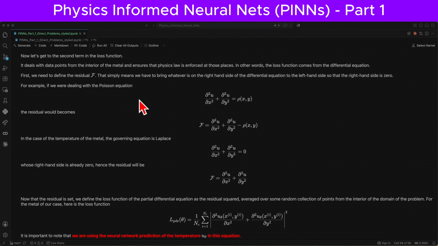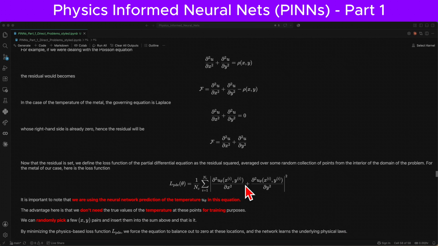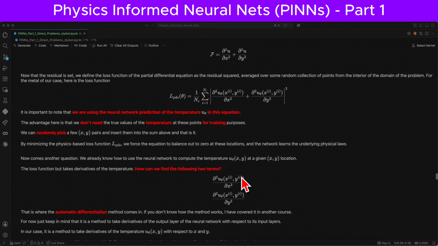That simply means we bring whatever is on the right-hand side of the equation to the left side, so the right-hand side becomes 0. For example, if we were dealing with the Poisson equation, where the second derivatives of u add up to some function rho, the residual would be the second derivative of u minus rho. In our case, the governing equation is Laplace, whose right-hand side is already 0. So the residual is just the second derivative of u with respect to x plus the second derivative of u with respect to y.